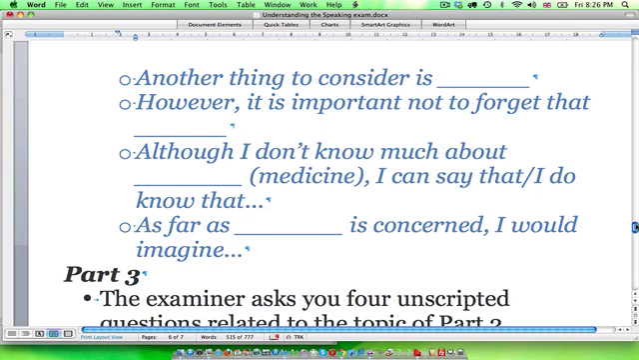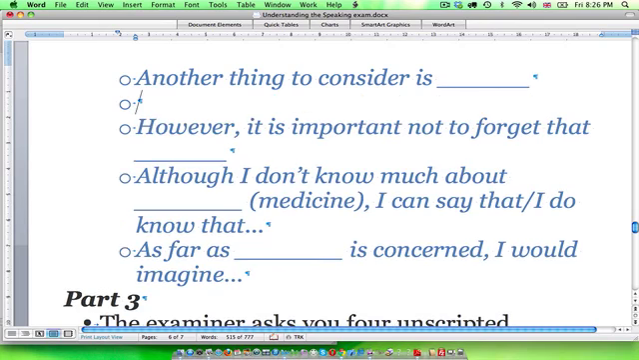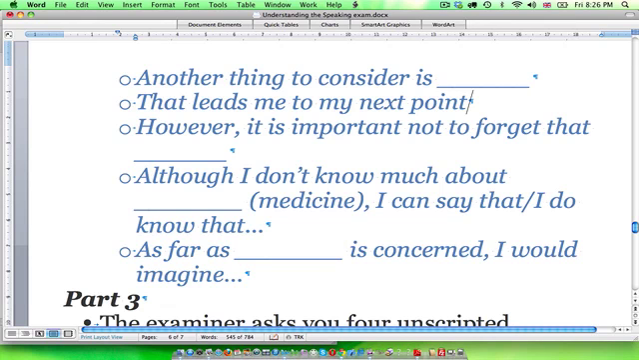Okay, now when we want to progress, we would use phrases like, another thing to consider is, or phrases like, that leads me to my next point. So if you want to connect, these sorts of phrases are great. Your examiner will love them because it makes it look like there is a logical progression to what you're saying. They definitely can't mark you down for cohesion.